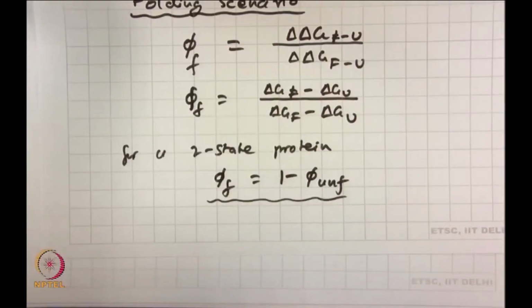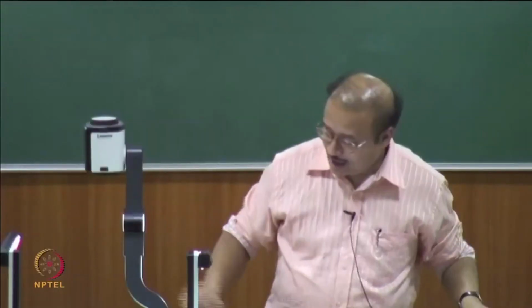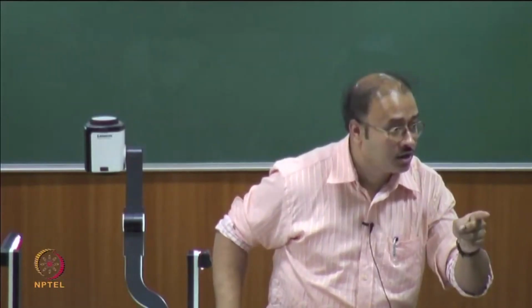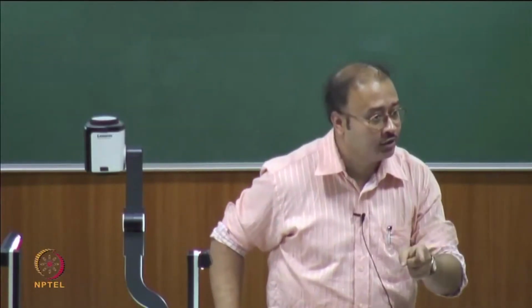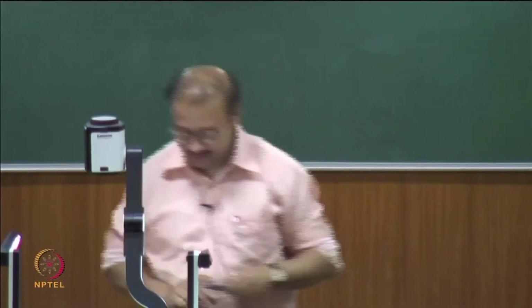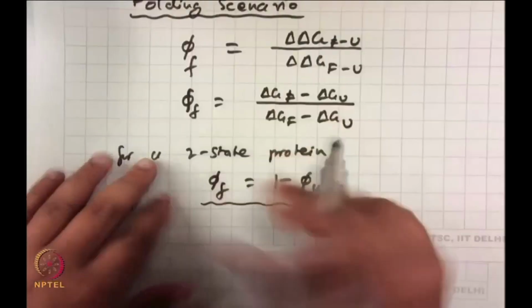See, it makes perfect sense. You think about this. If phi unfolding is equal to 0, what did you find? You found delta G hash was equal to delta G F, and based on this equation, what would phi folding be? 1. If phi folding is 1, what would you get? You would also get delta G hash is equal to delta G F, isn't it? And look at this. So, from this folding scenario, what are the two cases?